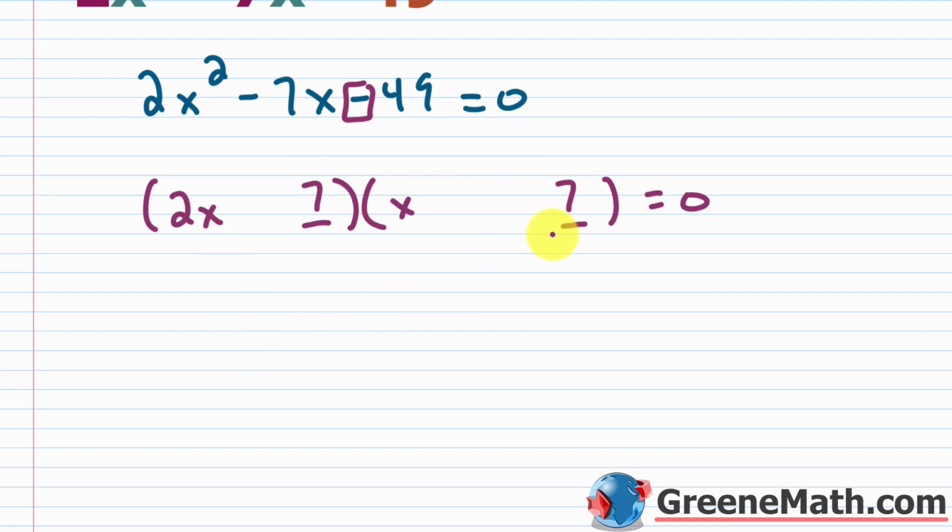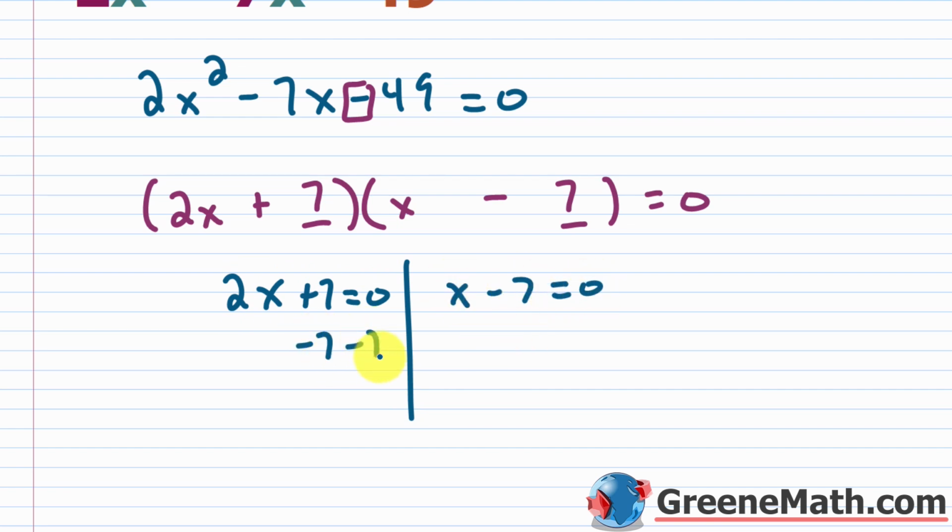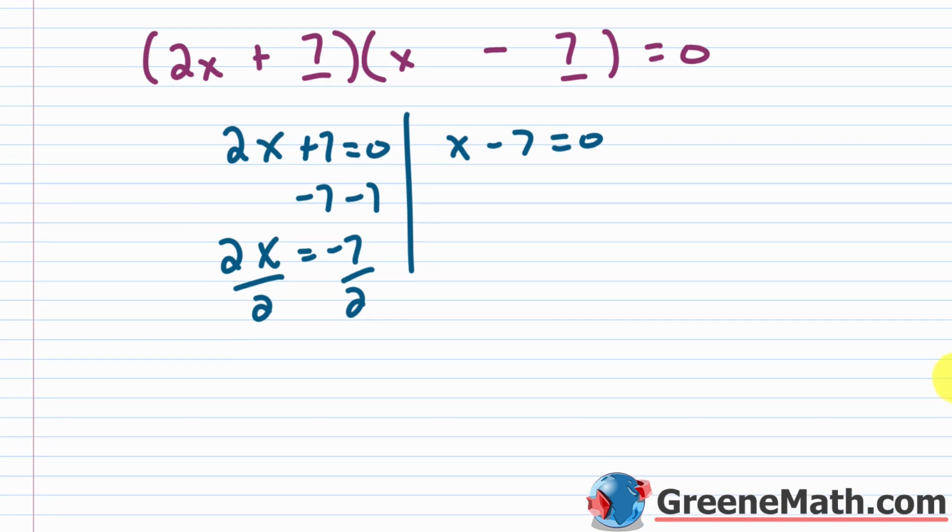Now my outer would be 14 and my inner would be 7. But I want a negative 7, so I want to make this a negative and this a positive. Okay, so this would be negative 14x and this would be positive 7x, which would combine to give me that correct negative 7x there. So let's set each factor equal to 0 and solve the resulting equation. So we have 2x plus 7 equals 0. We have x minus 7 equals 0. So for this one, I'm going to subtract 7 away from each side. That's going to give me 2x is equal to negative 7. Divide both sides by 2, and you're going to get that x is equal to negative 7 halves.